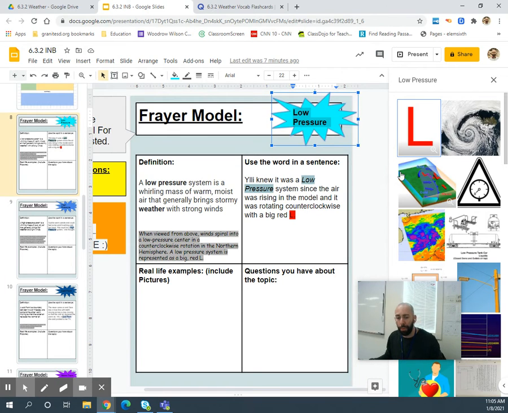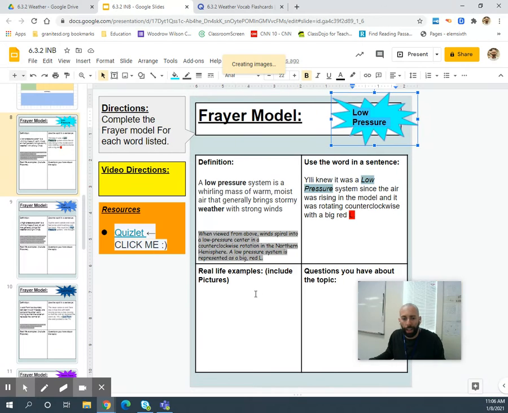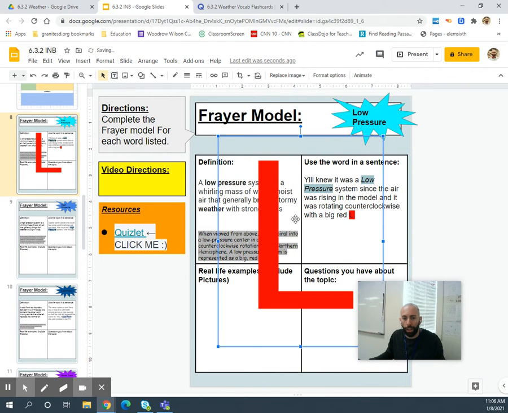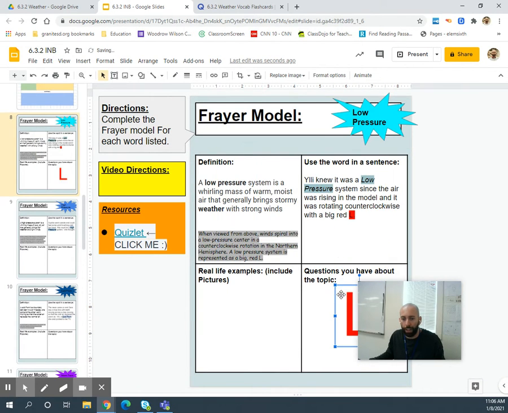Now, I'm just going to pick whatever picture I feel like, but I do know in this sentence that was giving us an example that it says, Ely knew it was a low-pressure system since the air was rising in the model and it was rotating counterclockwise with a big red L. So I'm just going to go ahead and click this L that I see right there because obviously that's a low-pressure system. And we'll throw that in there real quick. Too big, so you obviously need to resize it down. Put it right there, and we are done.